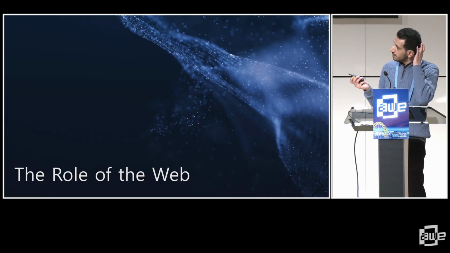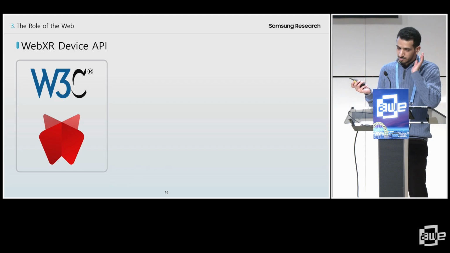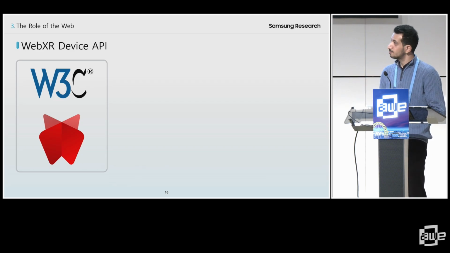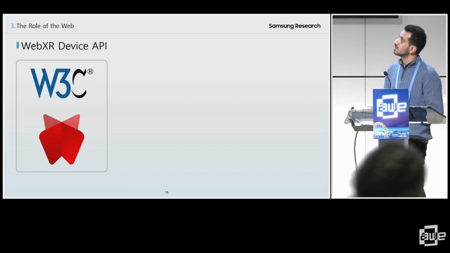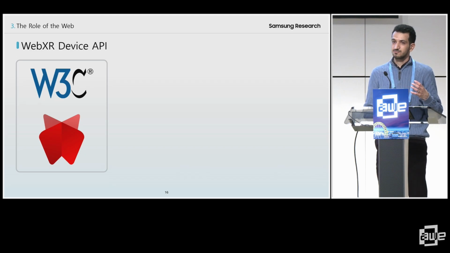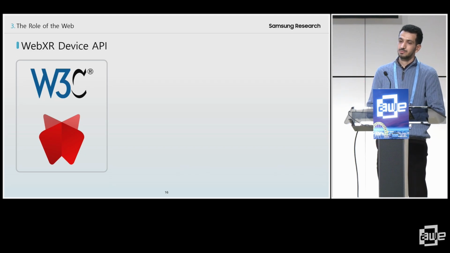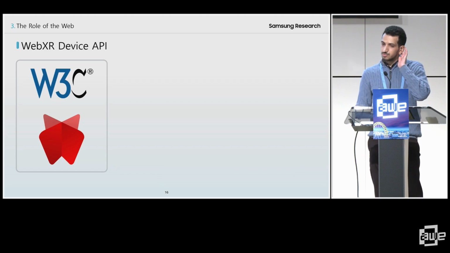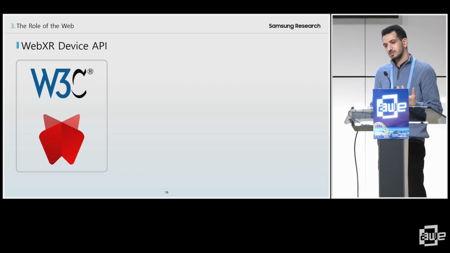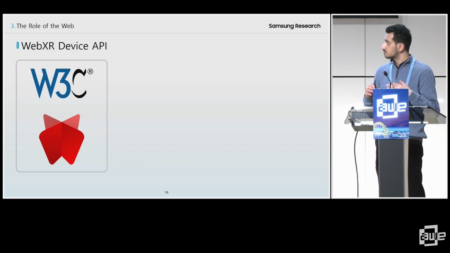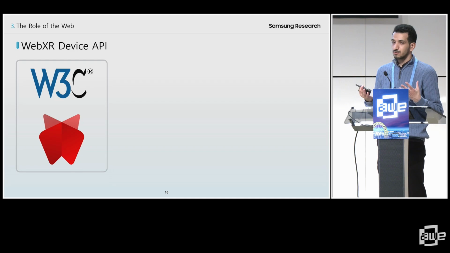So what does the web have to do with all of this? I think I may be a little bit biased because of my current job, but the web holds great potential when it comes to mitigating some of these barriers. So I'm sure you're aware of the WebXR device API, which is a W3C spec that's been developed and maintained by the Immersive Web Working Group. I've recently joined the Immersive Web Working Group after joining Samsung, and it's been this amazing effort that has been going for over 10 years now.